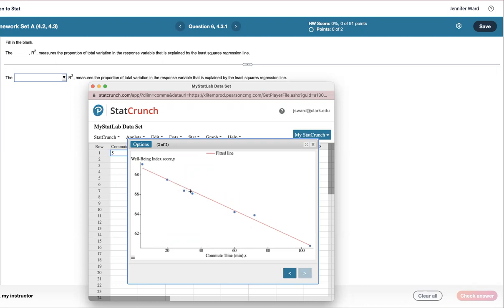And we notice that the points follow a negative linear trend. So as commute time goes up, the well-being score is actually going down. So that maybe quality of life measure is getting less and less the further you have to travel to and from work. So we want to look at the line, which is in red, and then the data points and say, do these data points seem like they fit the line pretty well? Are the points pretty close to the line?